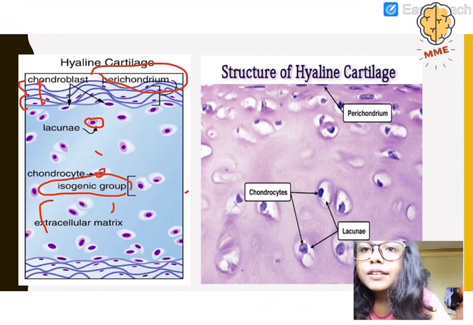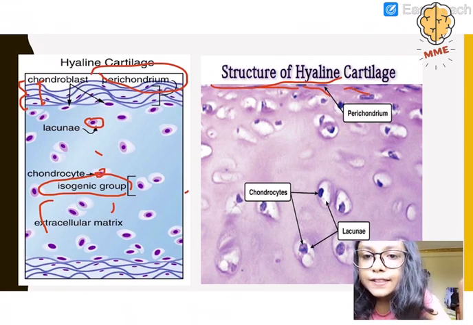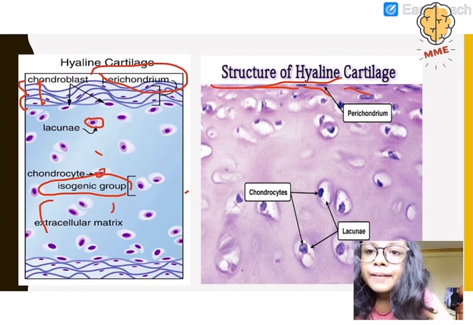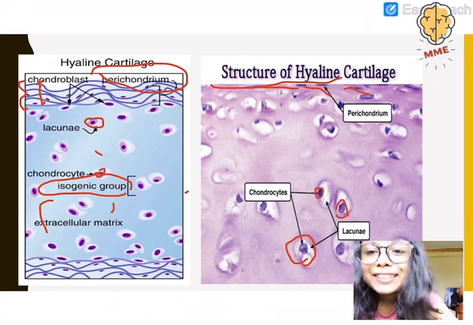Now come here to the real picture. Can you see here? This is the perichondrium, which is not actually in the picture, but because flattened cells are there, it is marked here as perichondrium. These white spaces are the lacunae, and inside the white spaces, can you see the cells? They are not just nuclei, they are the chondrocytes.